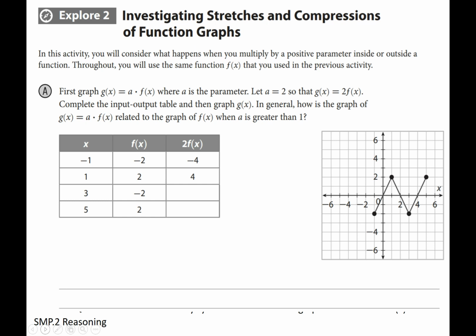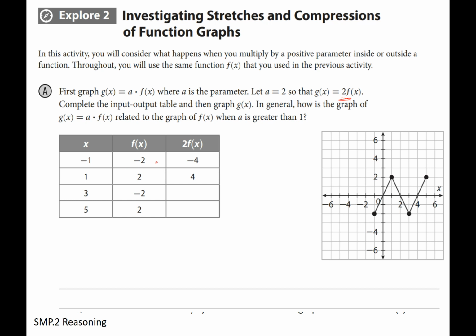All right, so we're going to do explore 2. I think there's 3 explorers today, so that's why we're only doing explorers today. All right, so in this activity, you'll consider what happens when you multiply by a positive parameter inside or outside of a function. Throughout, you'll use the same function f of x used in the previous activity. So first graph a times f of x, where a is a parameter, let a equal 2. So basically we're taking our function, we're multiplying it by 2. We're supposed to complete the table, then we'll make our generalization.